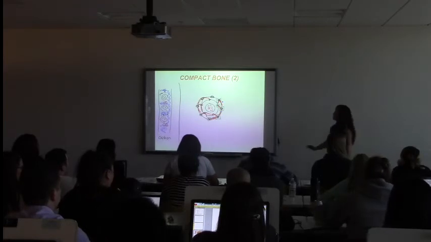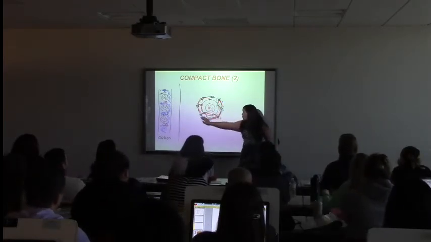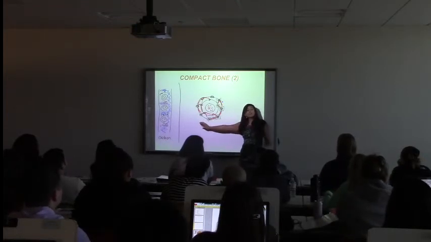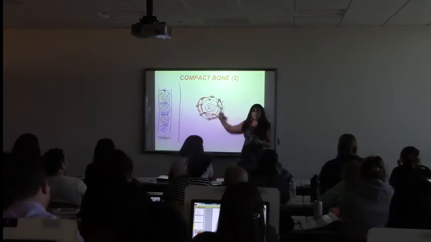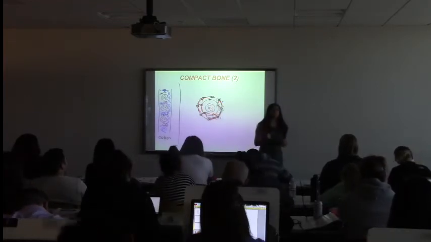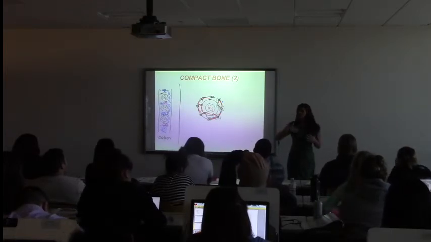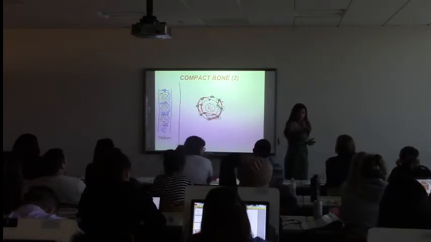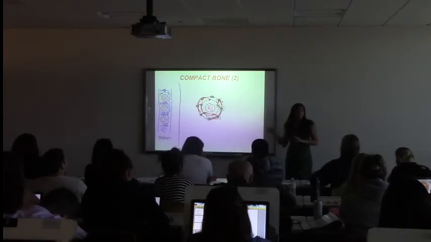Now, nutrients will go from the blood vessel, from the central canal towards the cell. But how do waste products travel? They travel from the cell to the central canal. Okay? If you have to turn in something to me, it goes this direction, right? But if I have to give something to you, it goes this direction, correct? Same concept. Do you guys understand osteoid? Yes?